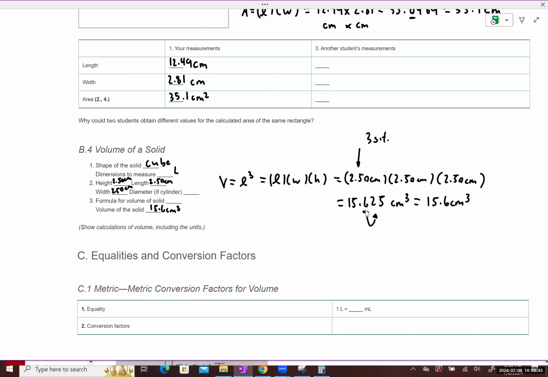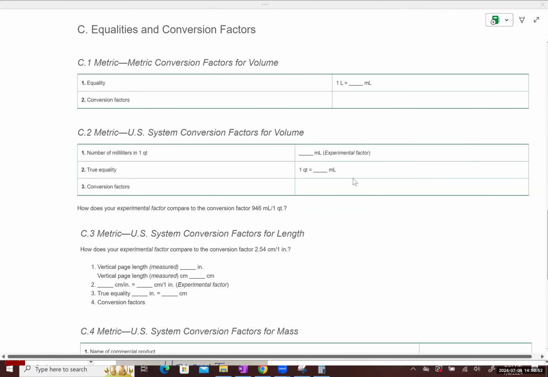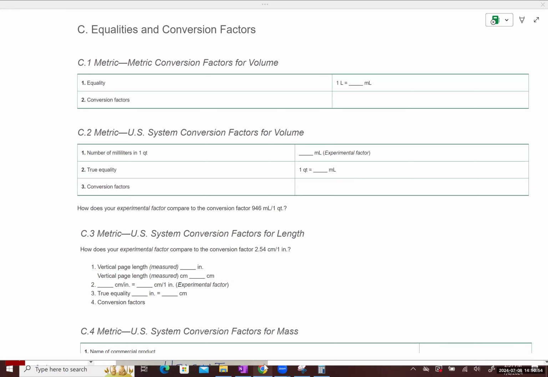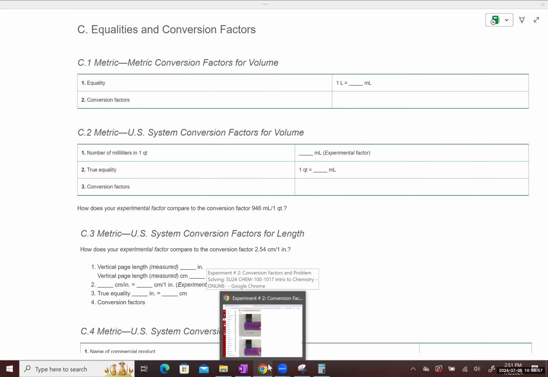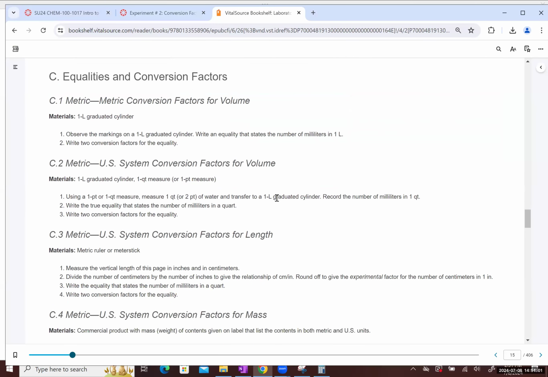Okay, so now let's move on to part C, which concerns equalities and conversion factors. So in this case, we're going to need to read some instructions. So let's go to our lab manual. Let's see what's happening here. So for part C1, we're going to observe the markings on a 1 liter graduated cylinder, and we're going to write an equality that states the number of milliliters in 1 liter.